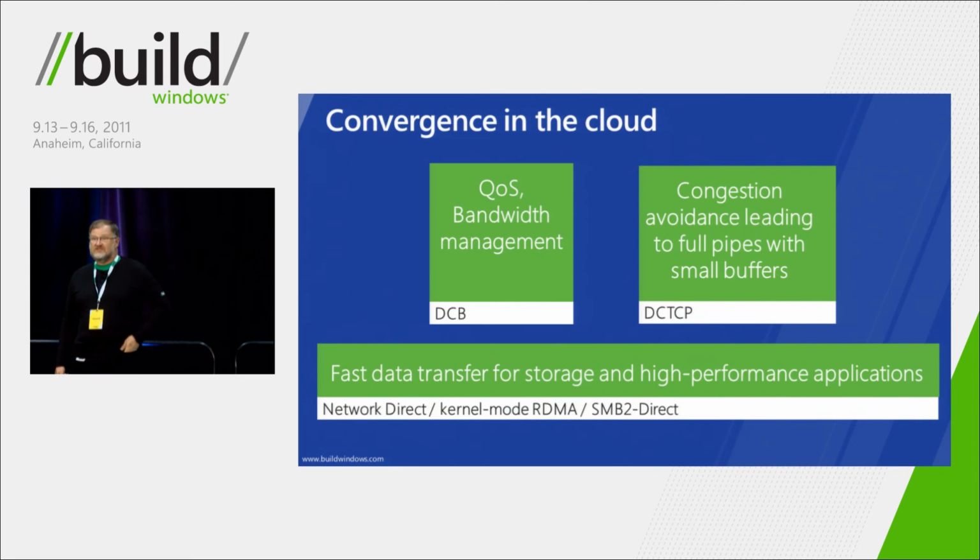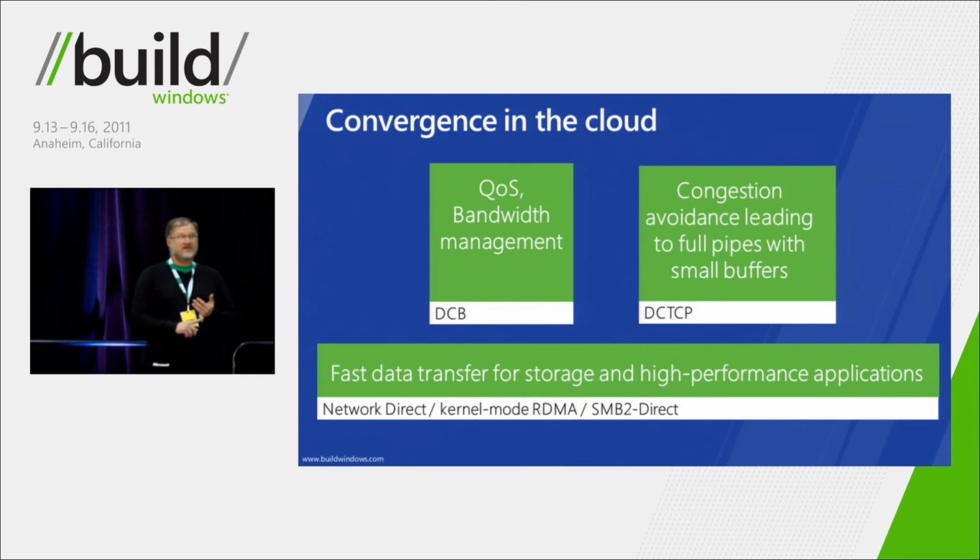The 3 features that fit into this section of the talk: DCB, which is really about QoS and bandwidth management; DCTCP, about congestion avoidance; and KRDMA, which is about really fast transfers with very low overhead.